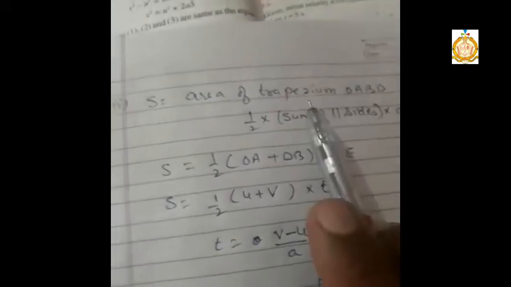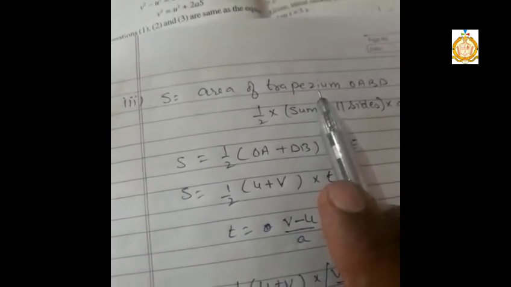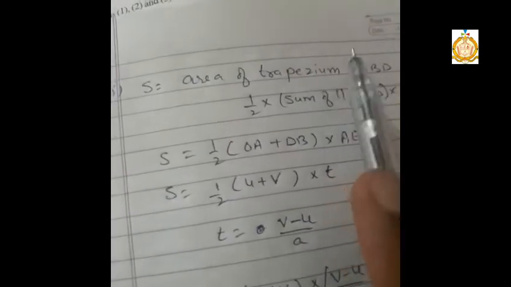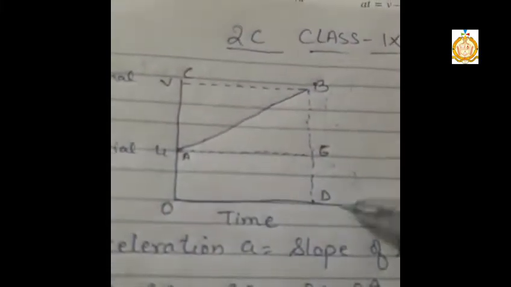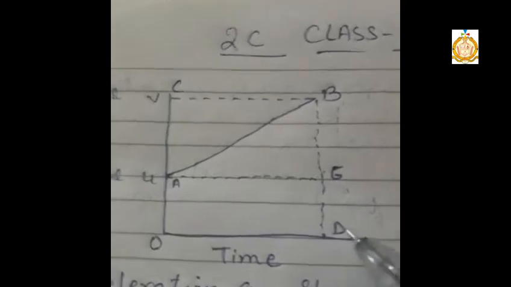And let us discuss the third equation, that is S is equal to area of trapezium. As I told, in the second equation we can split the trapezium, but in the third we cannot split, so we will put the formula. What is the formula of area of trapezium? That is half into sum of parallel sides into altitude. As I told you, OA and DB are the parallel sides. So S is equal to half into (OA plus DB) into altitude. What is altitude? That is AE, that is T.